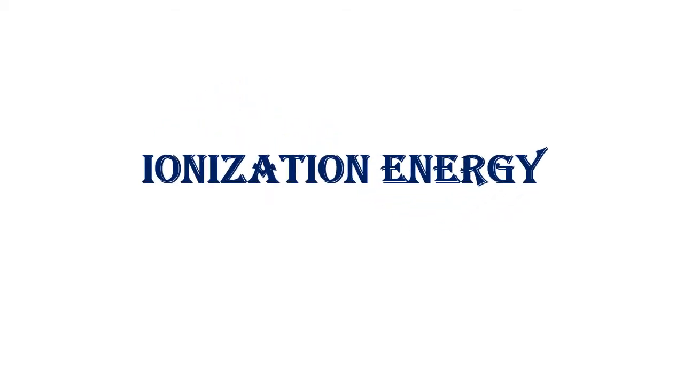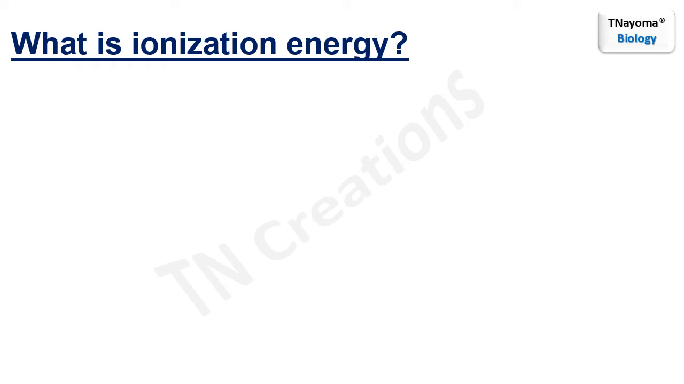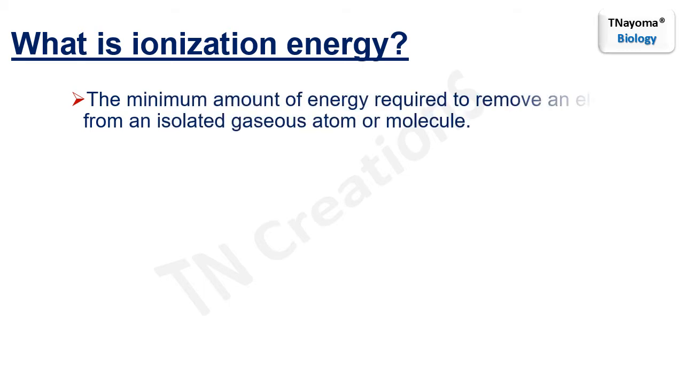Today's lesson is about ionization energy. First of all, let's get to know what is known as ionization energy. Ionization energy means the minimum amount of energy that is required to remove an electron from an isolated gaseous atom or a molecule. So, what is known as an ion?